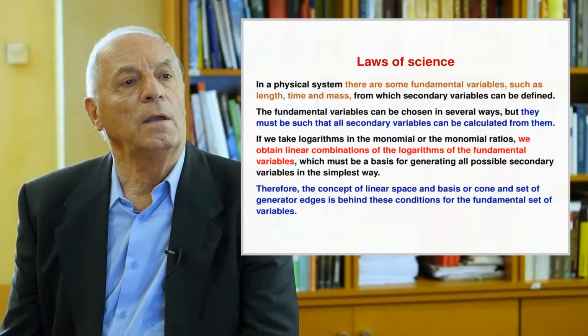In a physical system, there are some fundamental variables such as length, time, and mass from which secondary variables can be defined. The fundamental variables can be chosen in several ways, but they must be such that all secondary variables can be calculated from them. If we take logarithms in the monomial or the monomial ratios, we obtain linear combinations of the logarithms of the fundamental variables, which must be a basis for generating all possible secondary variables in the simplest way. Therefore, the concept of linear space and basis, or cone and set of generator edges, is behind these conditions for the fundamental set of variables.